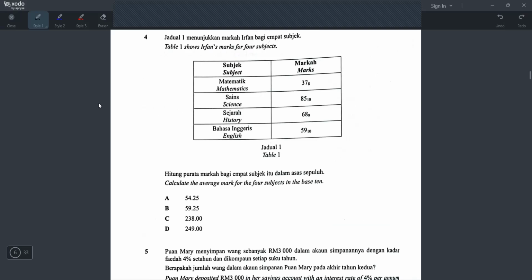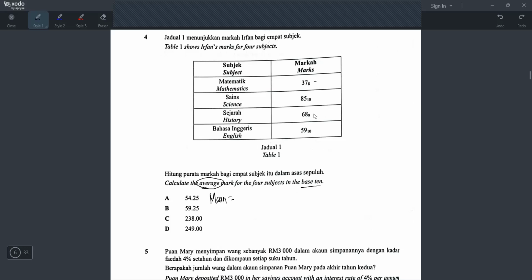Let's continue with number 4. Table 1 shows Irfan's marks for 4 subjects. He has mathematics, science, history, English, but they are all in different bases. They say calculate the average mark for the 4 subjects in base 10. Finding the average means you're finding the mean. Mean means you take all these 4 marks, add them together, and then divide by 4. But you cannot add now because they are all in different bases, so they want it in base 10.